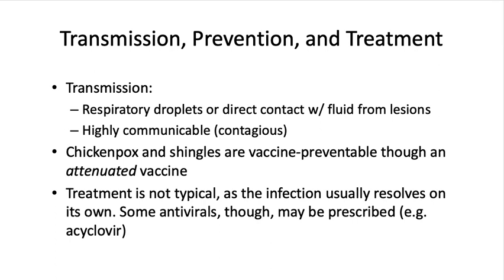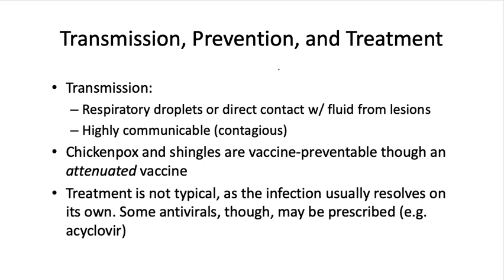They are preventable through an attenuated vaccine, which means they use a weakened or a modified virus. And the shingles vaccine can be given to adults that have either not had chickenpox when they were young, or in a much higher dose to try to help protect you later on in life when your immune system might be a little bit lowered.